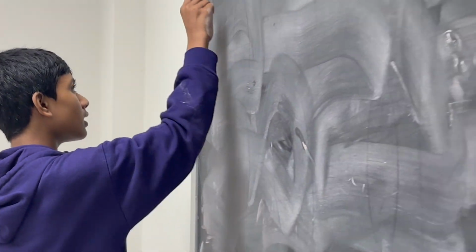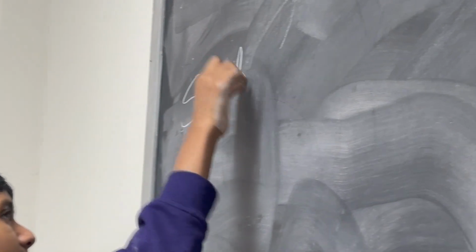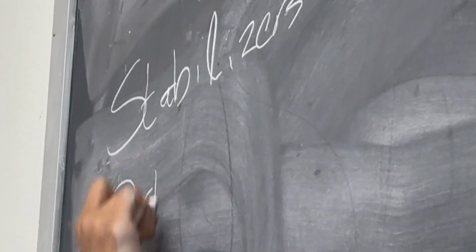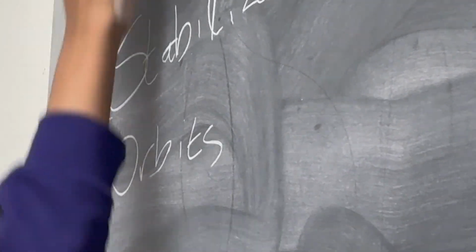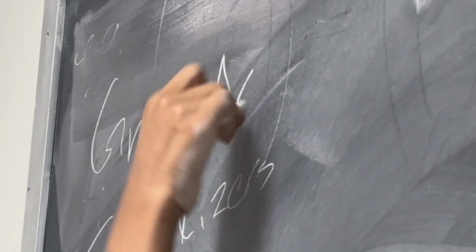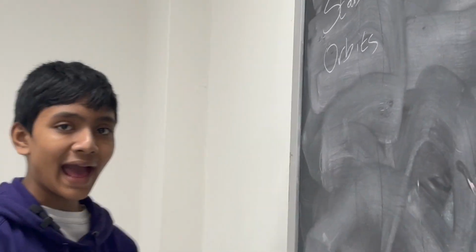We'll be talking about stabilizers, orbits, and group actions in general. Firstly, what is a group action?